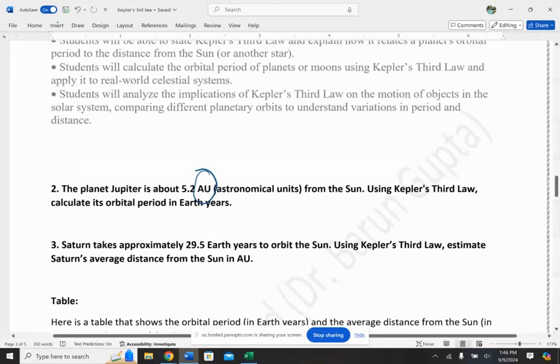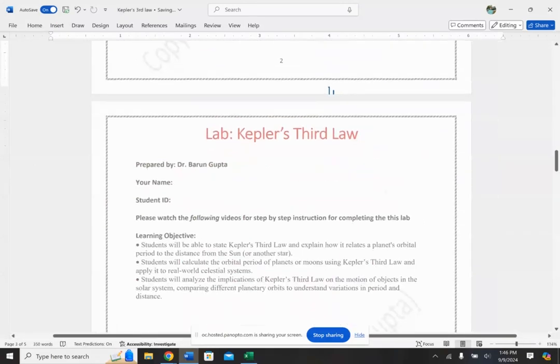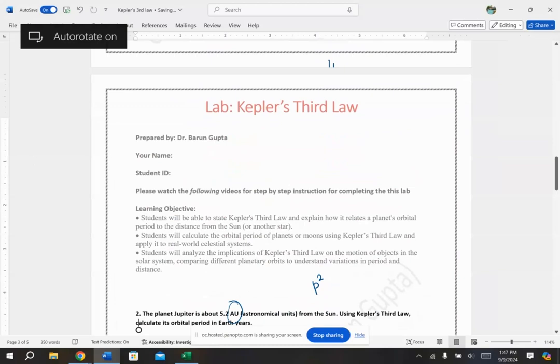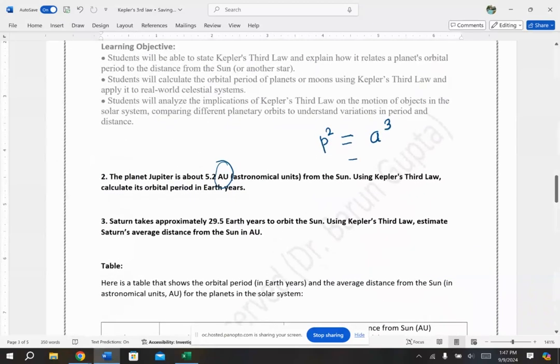We remember this equation, P squared is equal to a cubed. That is the equation here. You remember this equation. Now a is given, which is 5.2 astronomical units here, and P squared. And do the math.